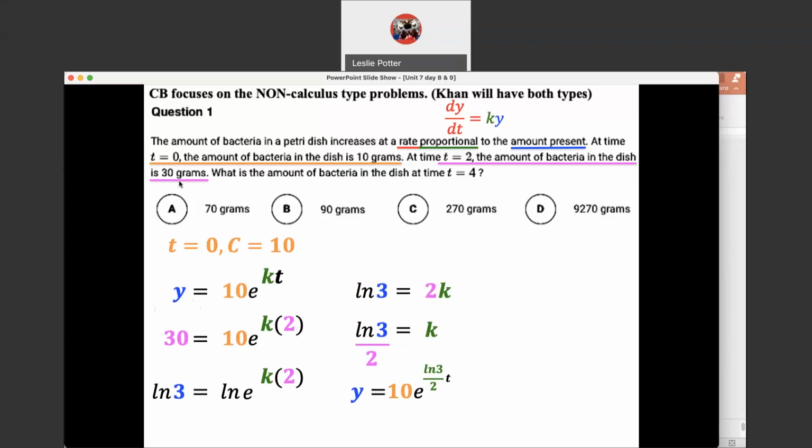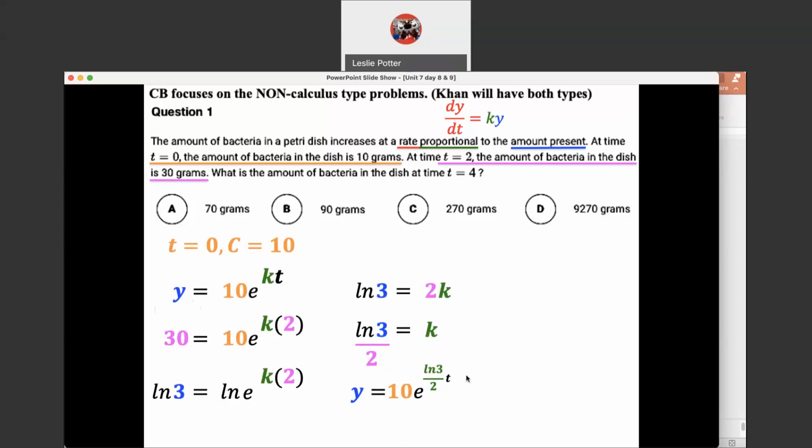Now we're going to use the last little bit of information. What amount of bacteria is in the dish at time t equals 4? If you remember back to the last class, this is what we call a function value question. We're being asked to find a function value at time t equals 4, and that's a huge indicator that this is a differential equation problem. The only way to find the amount of bacteria present is to get that differential equation integrated if necessary, or at least come up with a particular solution if it's exponential like this.